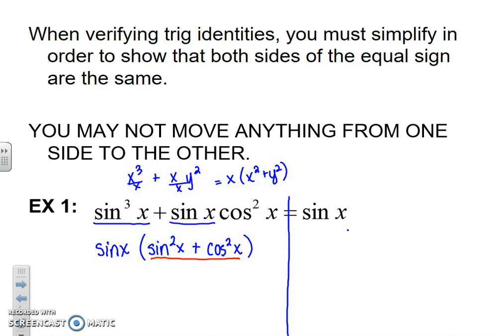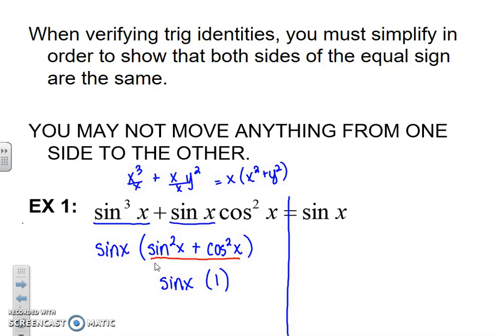You have to show that step when you're verifying, because when you're verifying identities, you already know the answer. The answer is that this side equals sine x. So I'm not interested in whether or not you get the right answer. I'm interested in that you show the work to prove that that is in fact the identity. So we need to write sine x times 1 here.